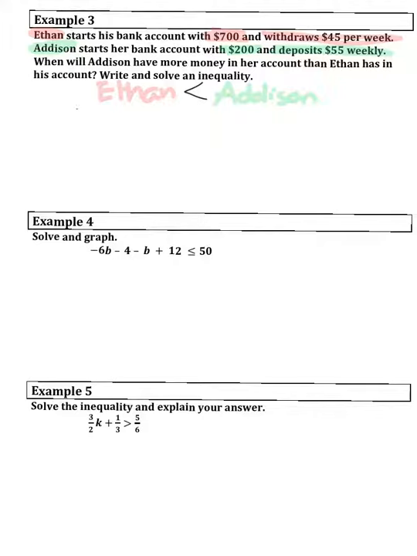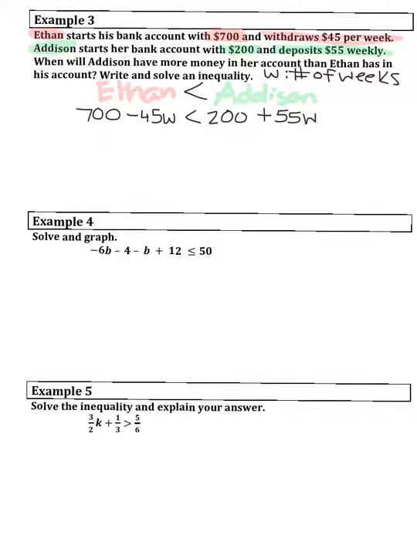He starts his bank account with $700 and he withdraws. What does that word mean? Withdraws means he takes out, he takes away $45 per week or every week. So there's my variable. W, I'm going to define it right here. W stands for the number of weeks. Addison, though, she starts with $200 in her account and she deposits. What does that word mean? Deposit means you are adding to your money in the bank. So she's adding $55 weekly or per week.